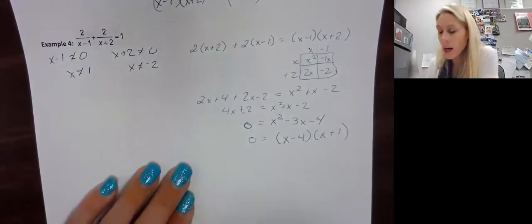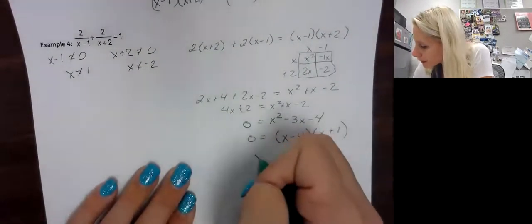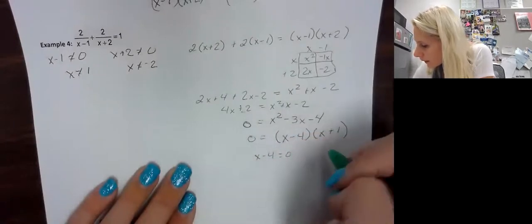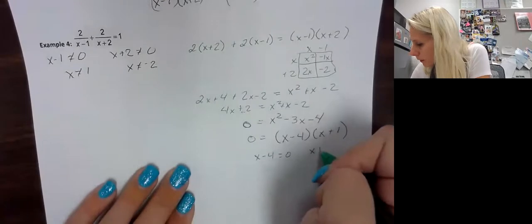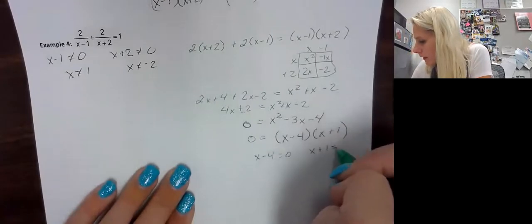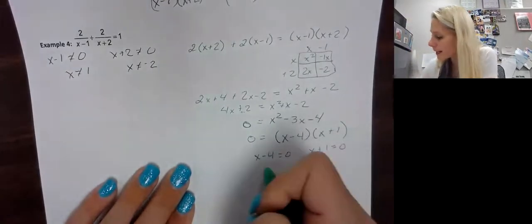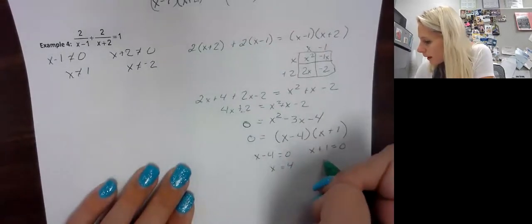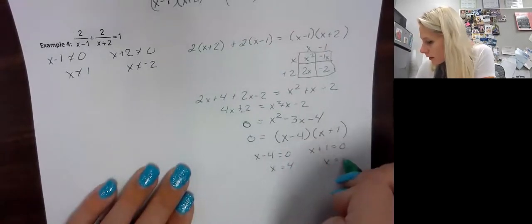All right, now how do we solve this? What we do is we set each piece equal to 0, right? Because anything times 0 is 0. So each of these pieces can equal 0. And I solve. X equals 4 and x equals negative 1.